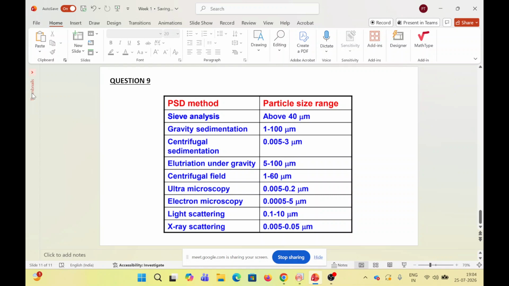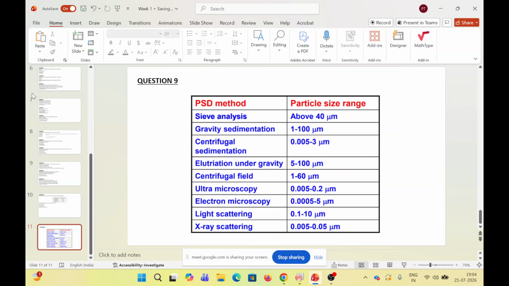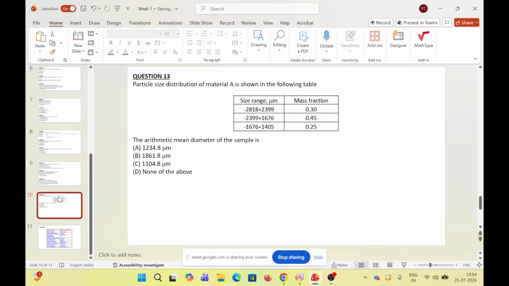Okay. So I have one question. This you can do in your free time and then come up with the answer in the next session. So the particle size distribution of material A is given. That is, within these particular size ranges, what is their particular mass fraction is given. You are supposed to calculate the arithmetic mean diameter of the sample.